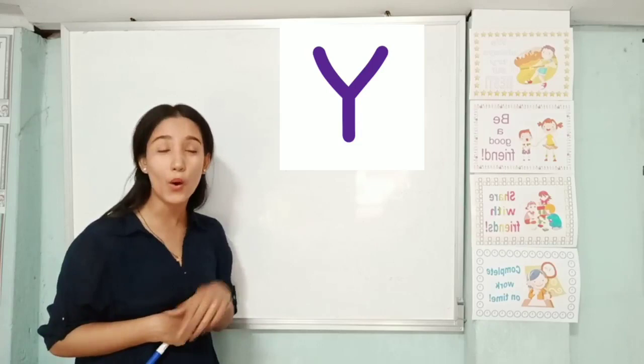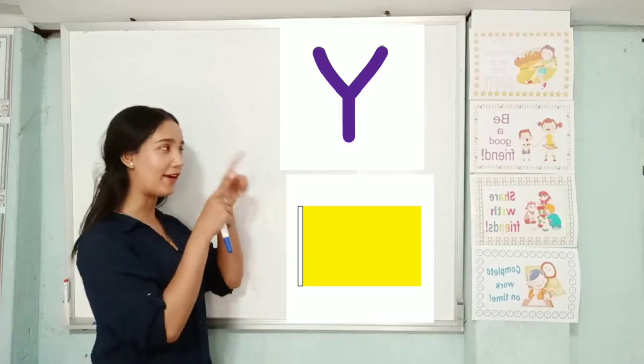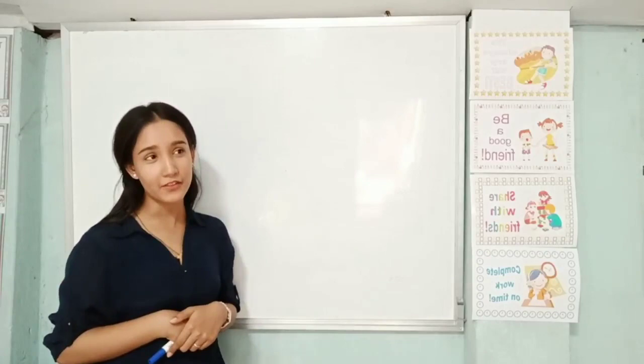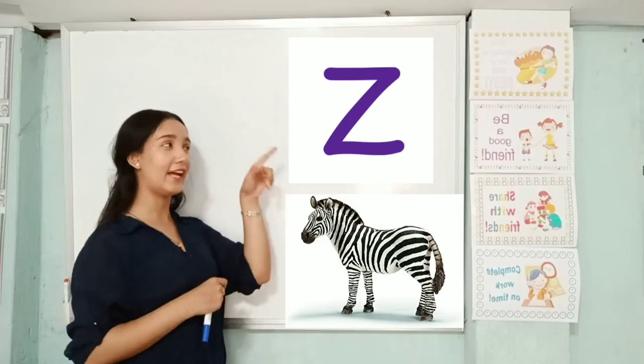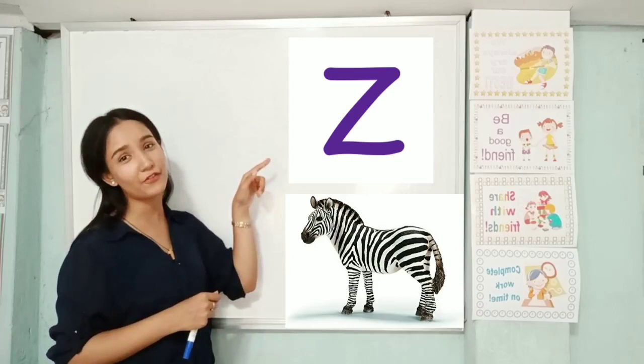After X comes Y. Y for yellow. And after that, the last one we have is Z. Z for zebra. Zebra. Okay, so let's learn again.